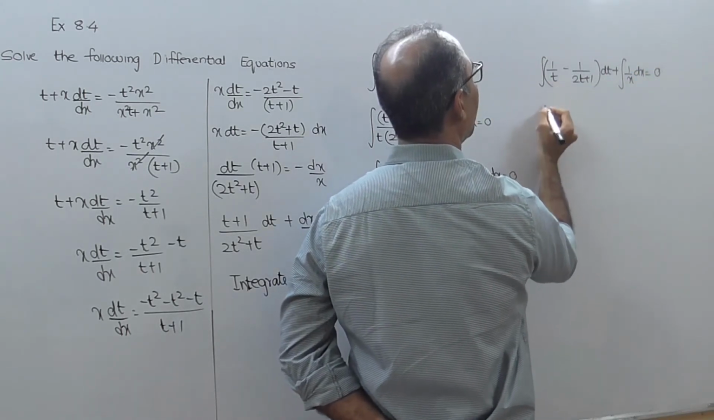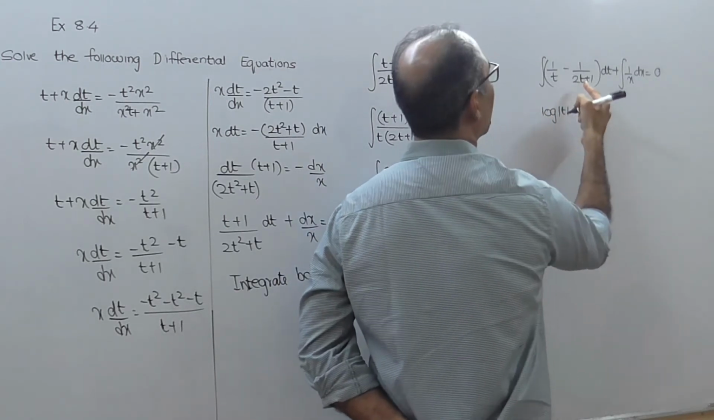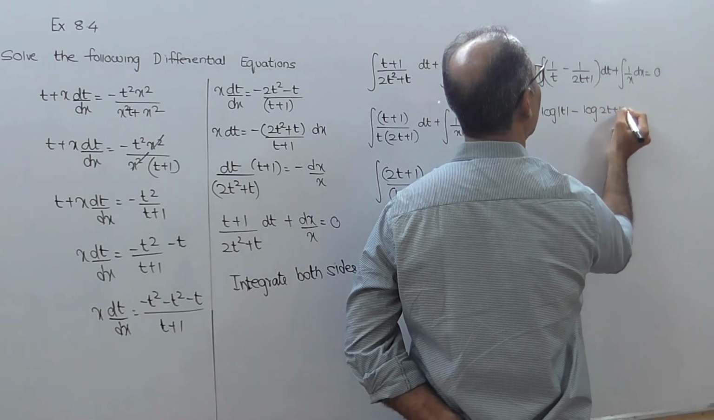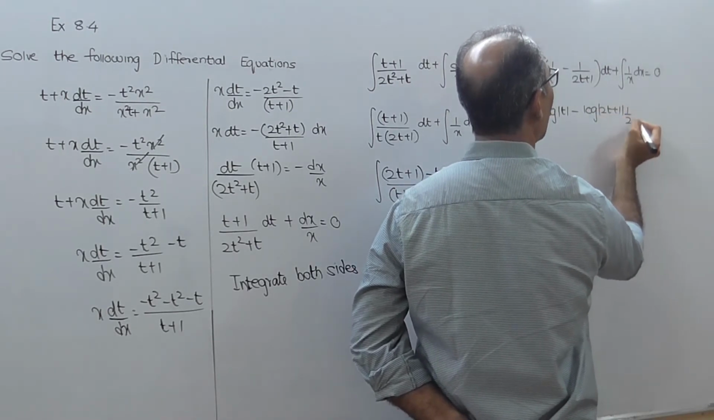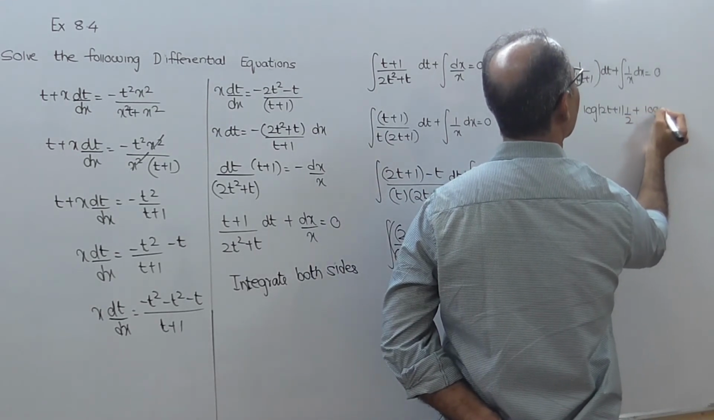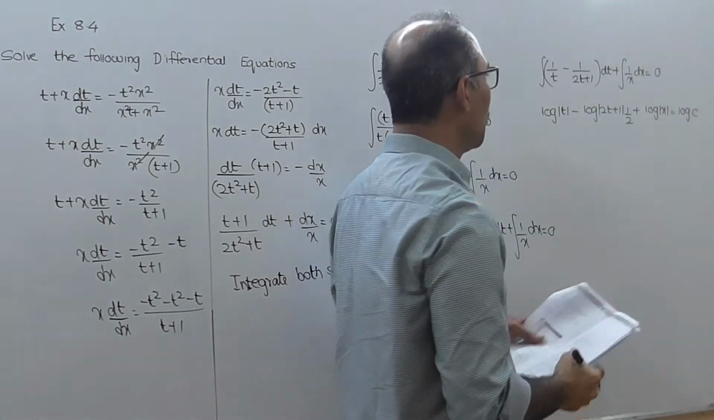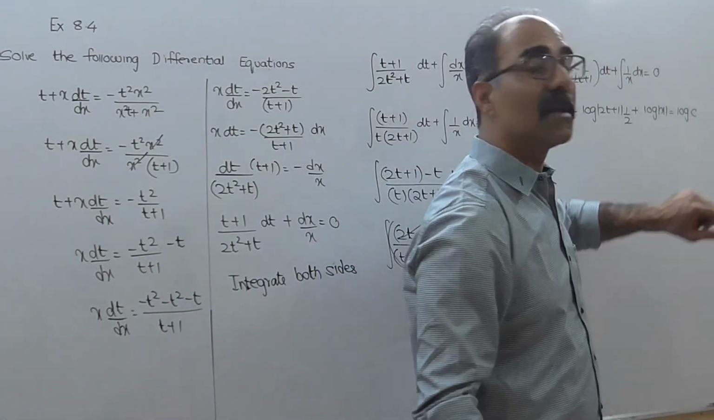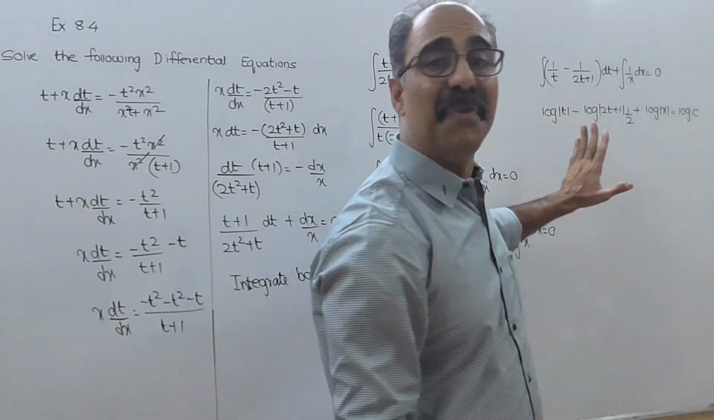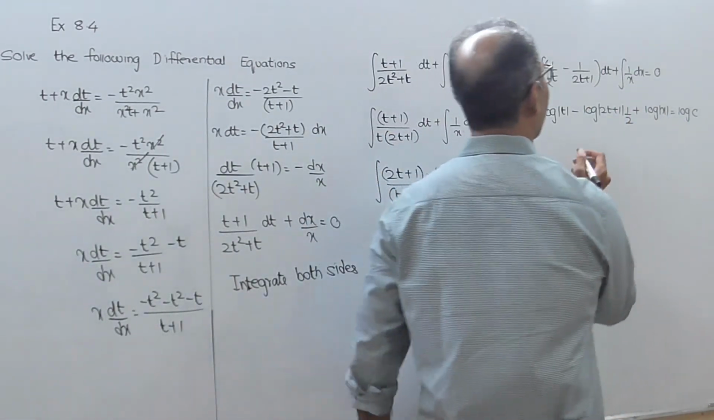So now you integrate. Integration of 1 upon t is log modulus of t, minus integration of 1 upon 2t plus 1, which is log modulus of 2t plus 1 into 1 upon 2, the coefficient of x, plus integration of 1 upon x is log modulus of x, and this we have to write as equal to log c. See, now you have to understand why we are writing this as log c. The reason is, on the left hand side every term has a log, so you are entitled to take it as equal to log of c.